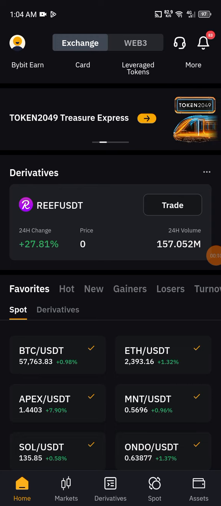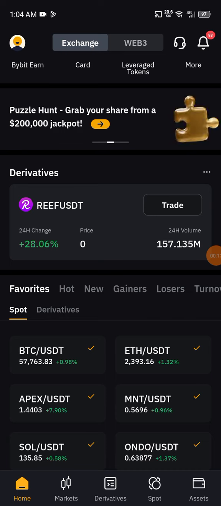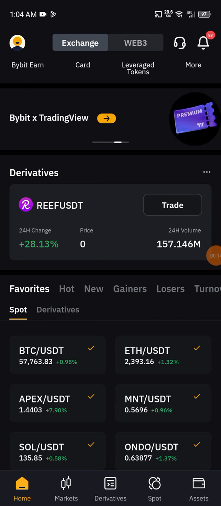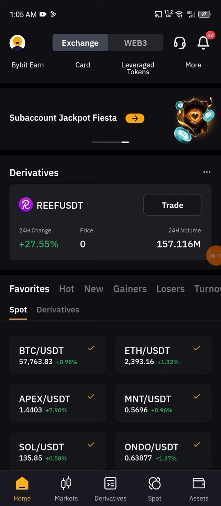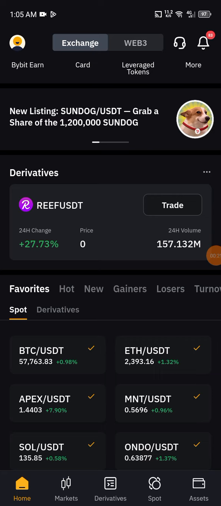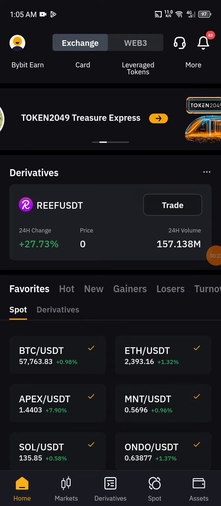Today we'll be looking at another new opportunity on Bybit. We'll be looking at how you can make money on Bybit without trading cryptocurrency. We'll be looking at how you can make some rational percentage from your money.